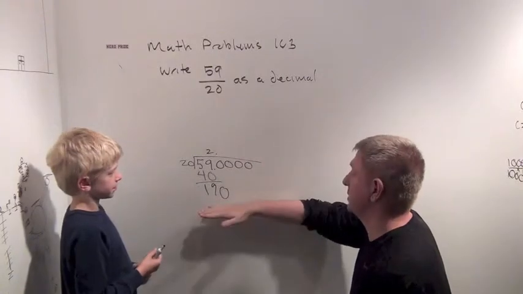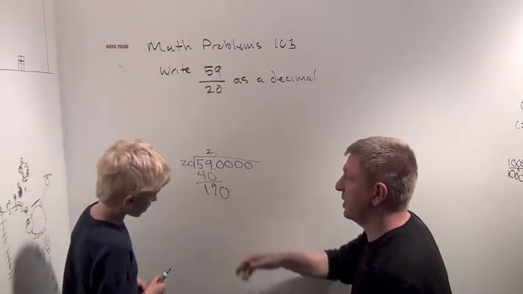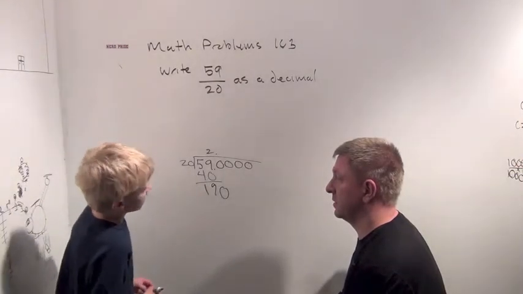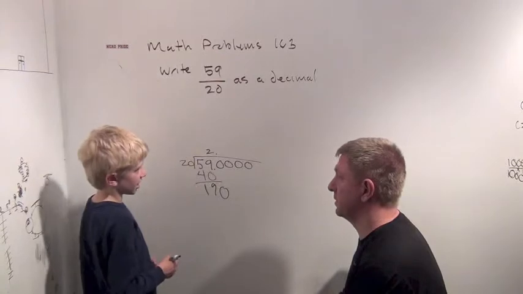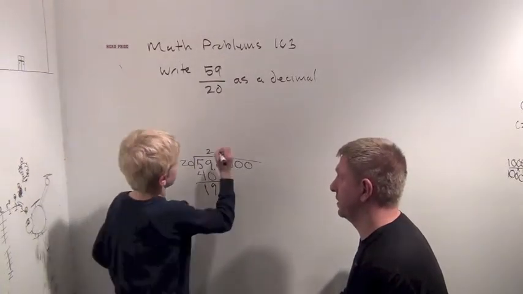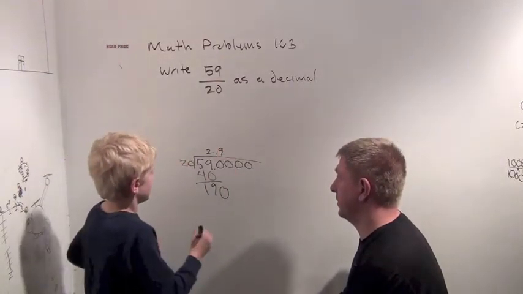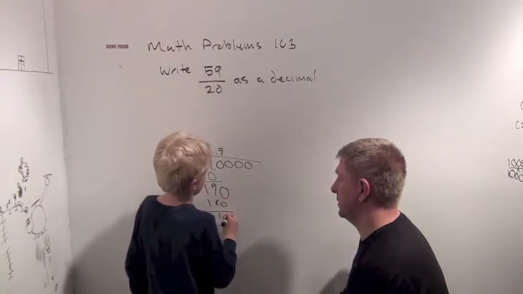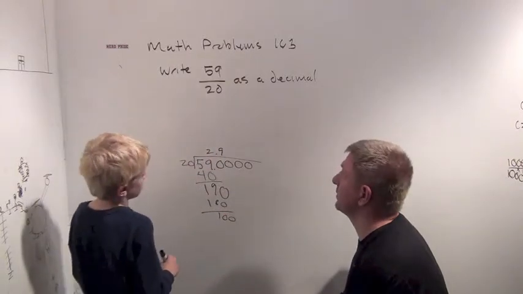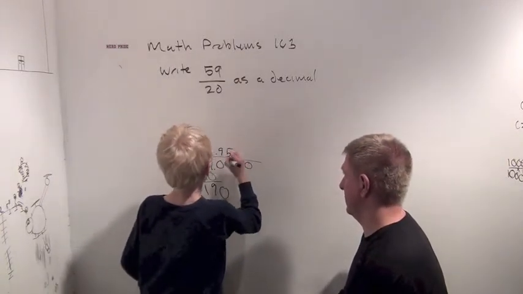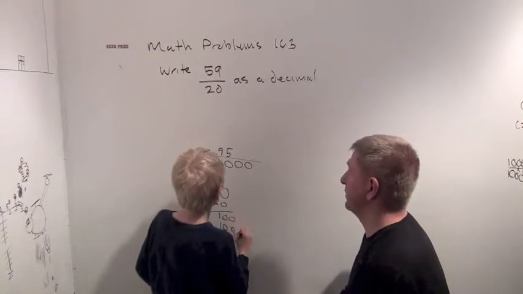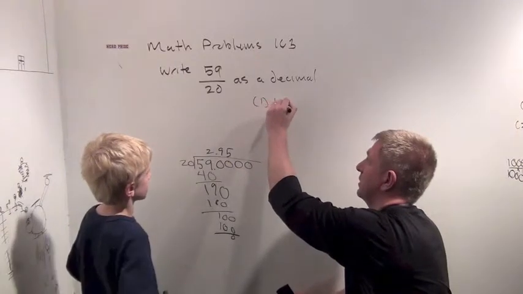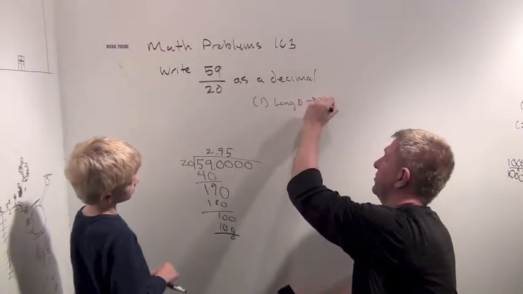Yeah, what is 180? How many times does 20 go into 180? I think it's 9 times. 9 times. There you go. So 9, and then it's 180, then 10, 100, and then this goes in 5 times 100, 0. Okay, awesome. So way one was long division, and that got us 2.95.